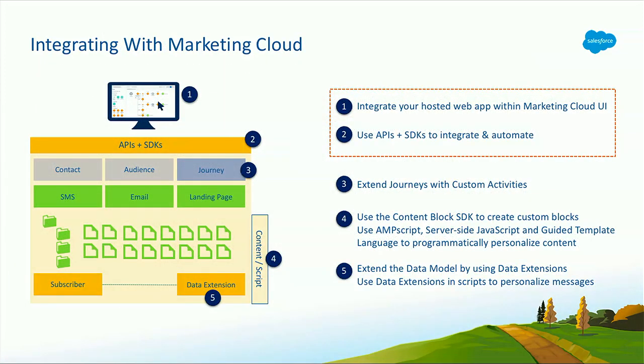If you look at this picture, take a look at the picture on the left. Think of the picture on the left as a high-level block diagram of Marketing Cloud. What I've tried to do is outline or identify the various places in Marketing Cloud where you can extend or integrate. So let's start from the top. At the very top, Marketing Cloud actually allows you to integrate your externally hosted web apps within the Marketing Cloud UI, within an iframe. And I'll show you a demo of that.